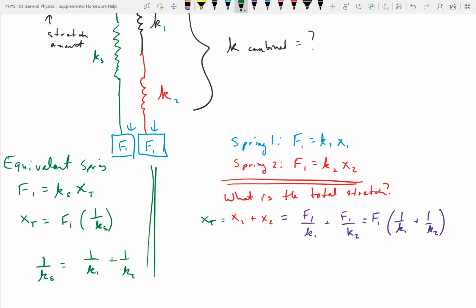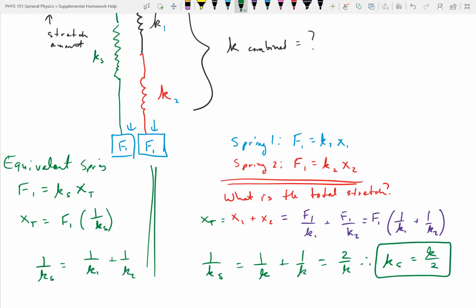So now we can say, aha, if I had exactly the same spring, if I put two of them there, I can have 1 over K series is equal to 1 over K plus 1 over K, which of course is 2 over K. Therefore, K series is K over 2. So the spring constant is cut in half by putting two of them in series. Now, all of this work, it was physics.